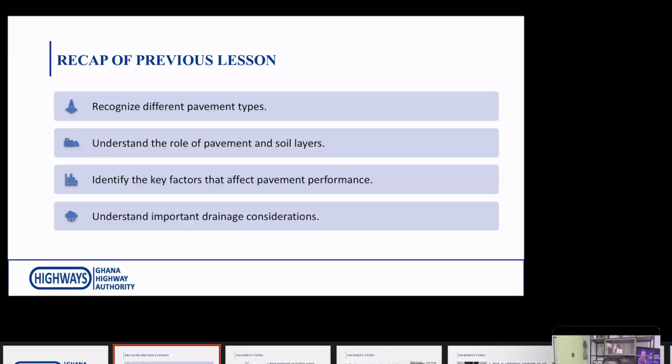We just went through what we did last week. I said we tried to differentiate different types of road pavements, to understand the role of the pavement and soil layers, and also to identify key factors that affect the pavement performance.